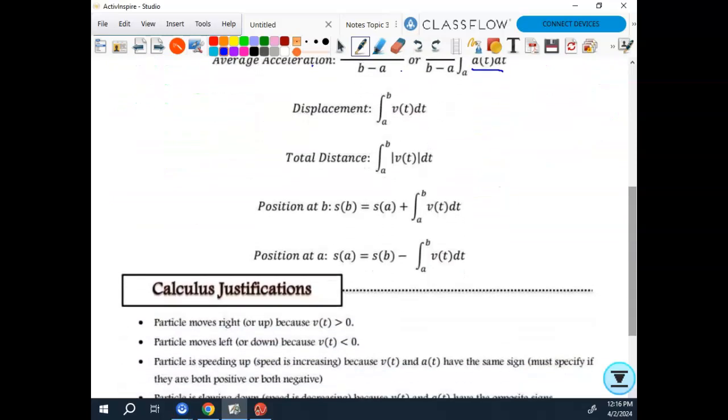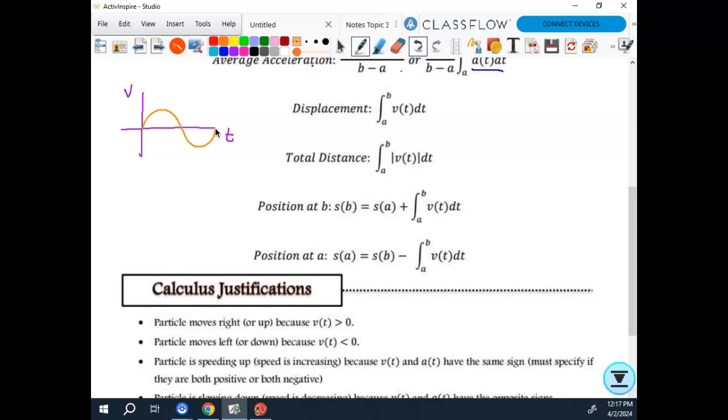Then we have displacement and distance. Okay? What's the difference between these two after the integral? What's absolute value, right? So if I have this, and I'm going to say that this is my velocity, this is my time, right? Well, let me make my graph better here. Say it looks like this. When your velocity is positive, which direction is your particle moving? To the right or up, either one. And if your velocity is negative, it's moving to the left or down, right?